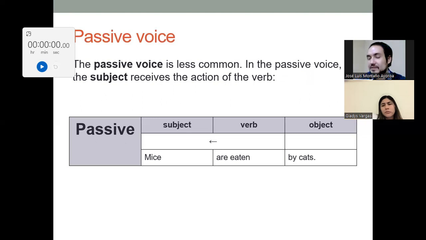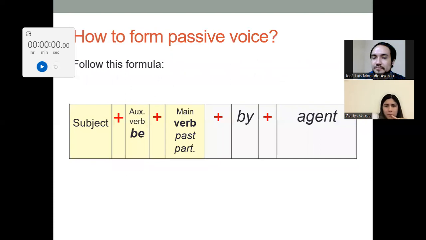Passive voice starts in the way that you said, right? So we're not going to read it. It's less common, but mice are the ones receiving the action now. They are eaten by cats. So this is the formula to any passive voice. So I'm going to give you some examples, and then you're going to try to give me some. But these examples, please, Gladys, now just by speaking. We don't usually use this, right? Like when we speak, there's no way to use that.